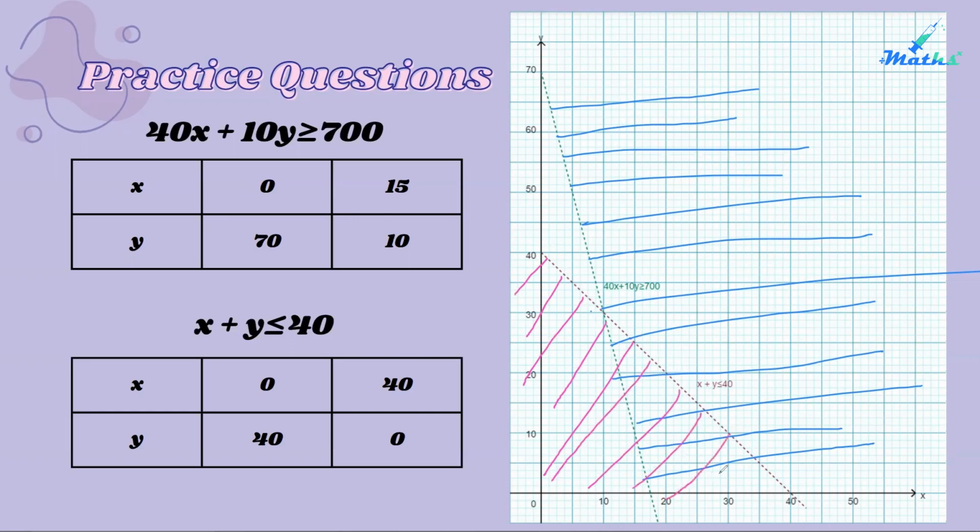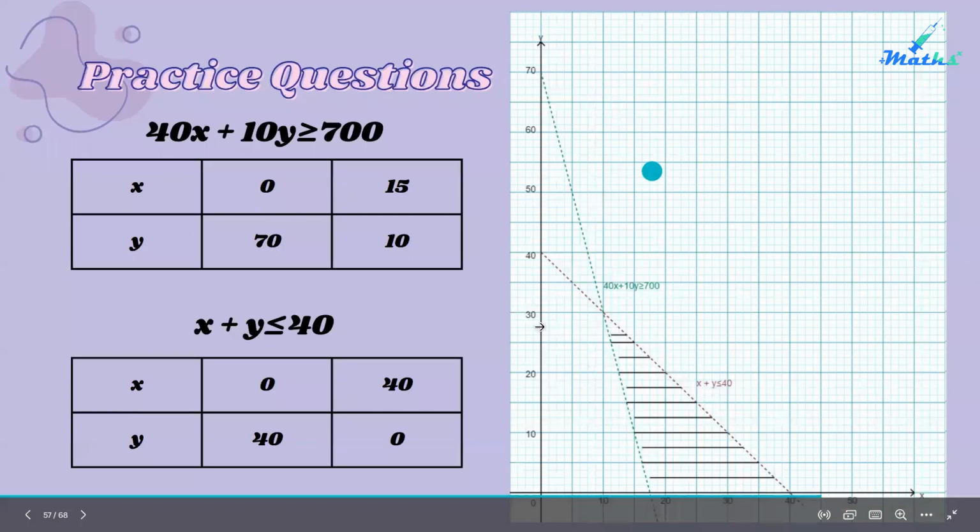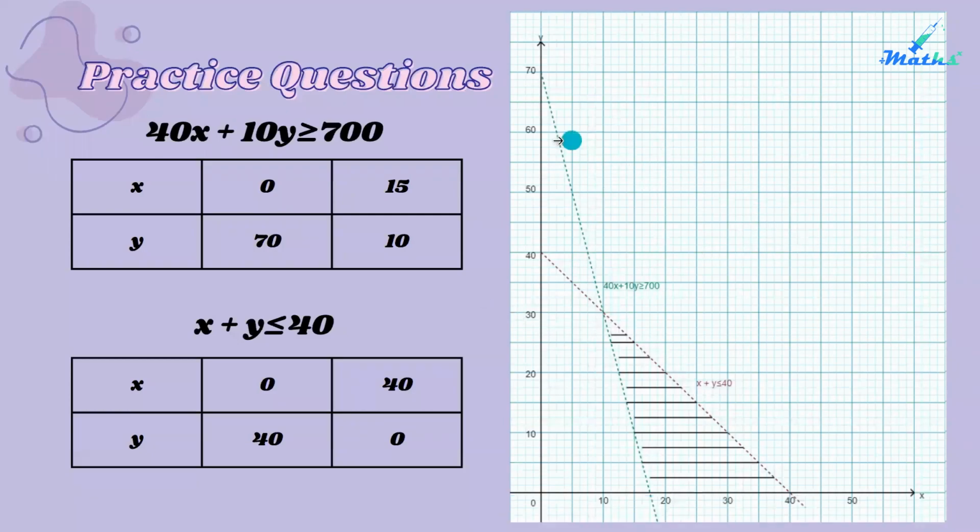So we need to find the area that both satisfy. So the answer should be here, which both satisfy. Okay, that's the answer for B.